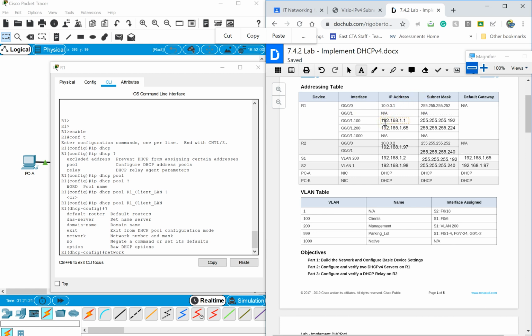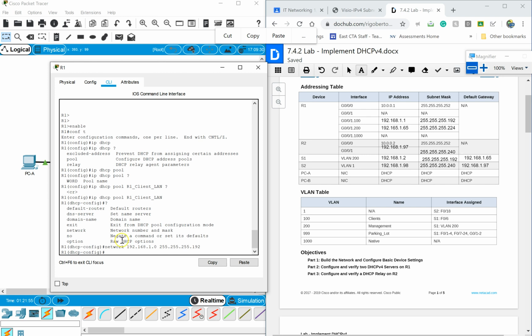I think we're going to exclude the first one, 192.168.1.1. It's a toughie, right? This is R1's clients, 200 is management, so we're just going to clear that one. All right. So it's just going to be R1's clients. So network 192.168.1.0. We're going to also tell it the subnet mask, right? 255.255.255.192, right? That tells everyone that, hey, it's going to be these ones.